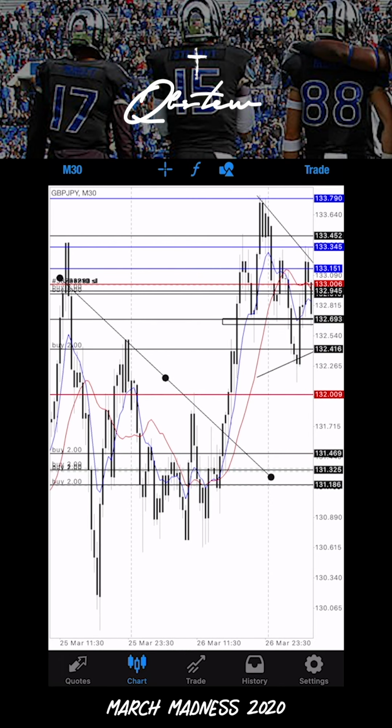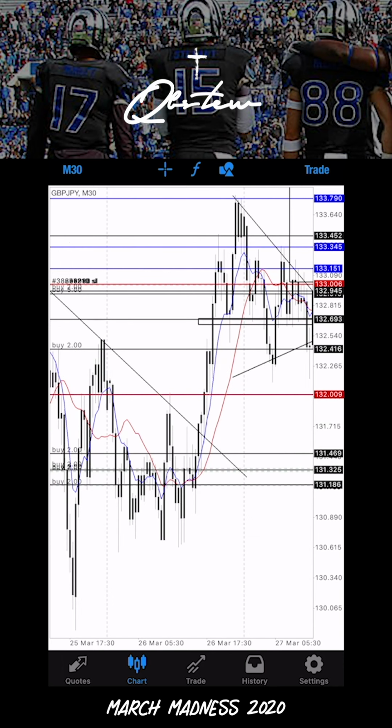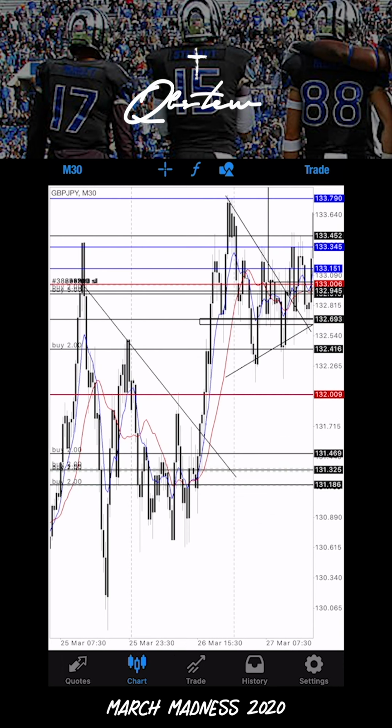And as you can see, once we get that break and close with a sexy candle off the trend line right here, you have a very good indication that price is going to continue on up. Now it did continue up, and now this gives us opportunities to look for scale-in orders.